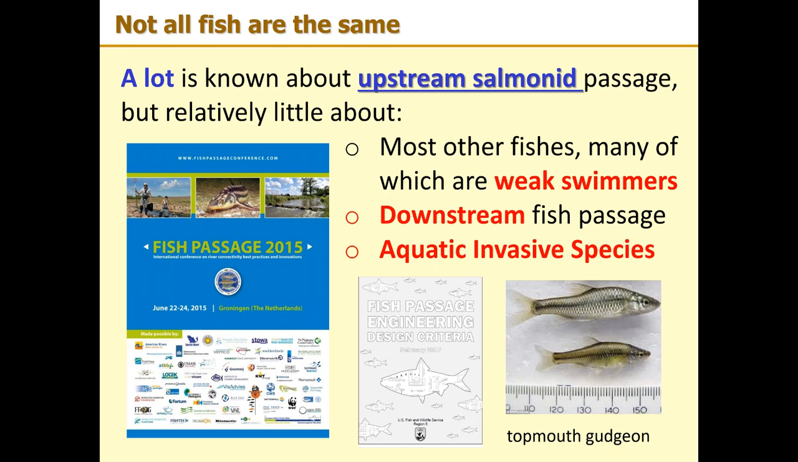This is something that needs to be tackled rather urgently, because it also has a bearing on the spread of aquatic invasive species. We also need to know to what extent these structures that we are now starting to design will make the problem of aquatic invasive species worse. And information on the critical swimming speeds of some of these species is becoming rather urgent.